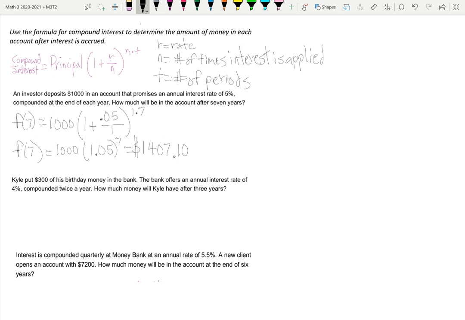If I do the second situation, Kyle puts $300 in his bank. So the bank offers an annual interest rate of 4%, which is compounded twice a year. How much money will Kyle have in 3 years?